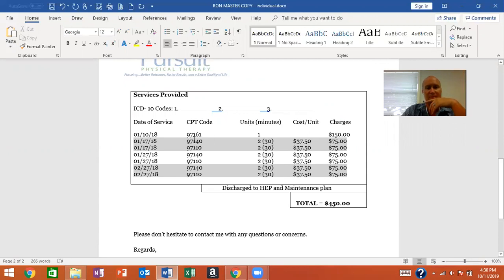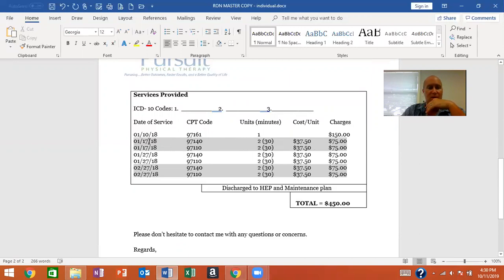Remember that there are new eval codes, with low, moderate, and high complexity evals. So make sure that your CPT code for the evaluation is correct. And we're just going to use the example here of $150 a visit. So for the date of service, the eval code is one unit, and the charge is whatever you charge for the actual eval. For this example, we're saying $150. Then they do want you to break it down into different codes, how many units per code, the cost per code, and the total charge.